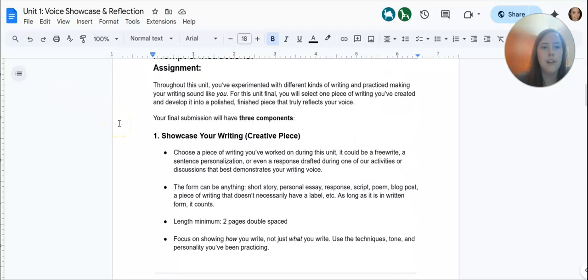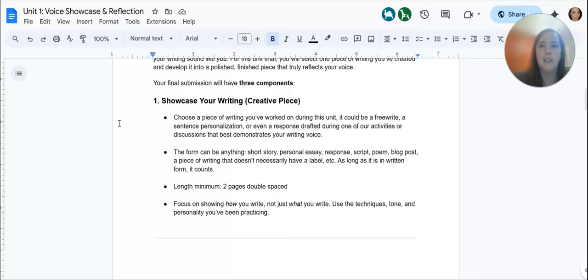So the first thing is your actual piece that you're writing. This is the draft that you turned in last week, the draft that I'm working on getting feedback for you guys. It's just that creative piece, that passion piece, just whatever it is that you want to use that you've written to analyze how your voice sounds.